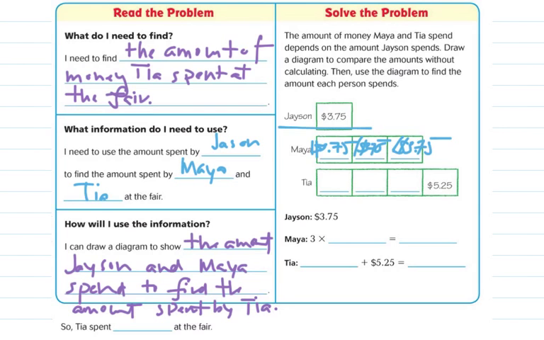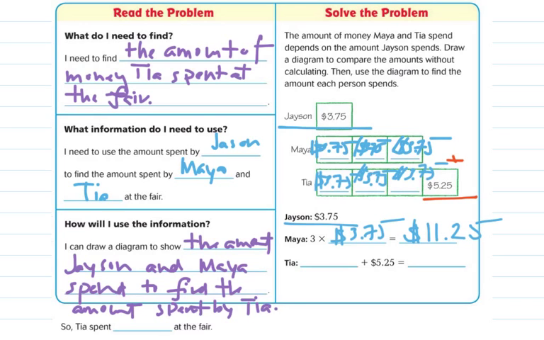Because it says that one spends $5.25 more, we're only going to add that amount at the end, but we know that Tia spends the $3.75 each time, and then we were going to calculate in the end the $5.25 that she spends that's more. So we know that Jason spends $3.75. We know that Maya spends 3 times $3.75, which would give us $11.25. Now we know this amount, this benchmark amount.